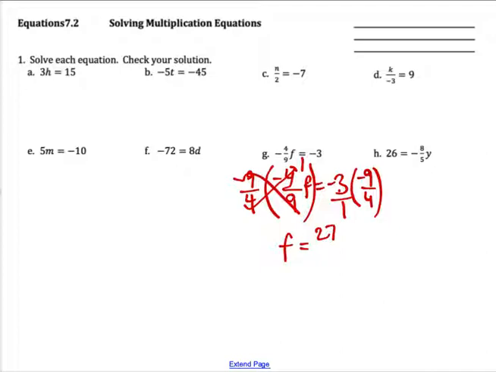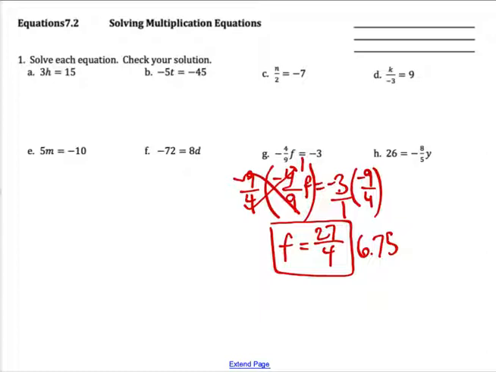-3 times -9 is 27. 1 times 4 is 4. 27/4. 27 is 3 times 9, and 4 is, of course, 4. There aren't any common factors we can reduce. We could change it to -6 3/4, or positive 6.75 would be an acceptable answer as well.